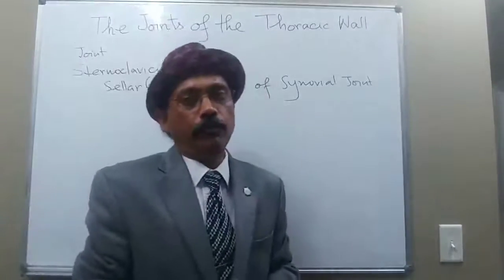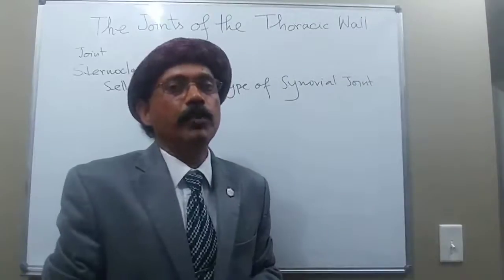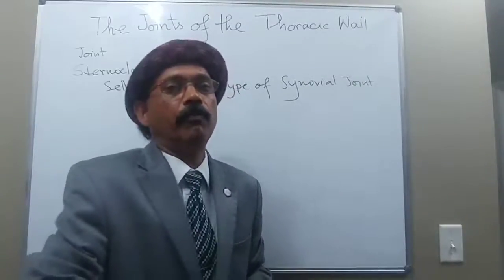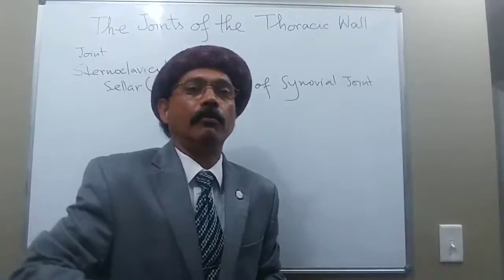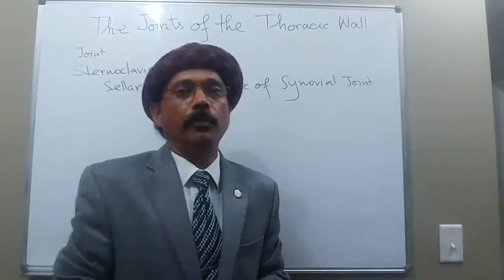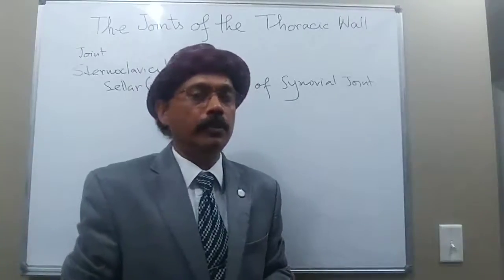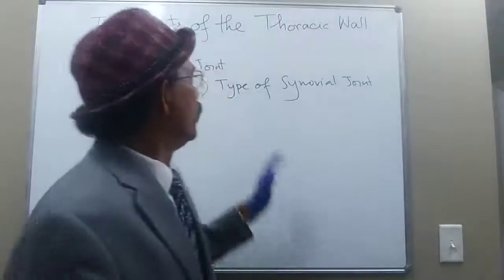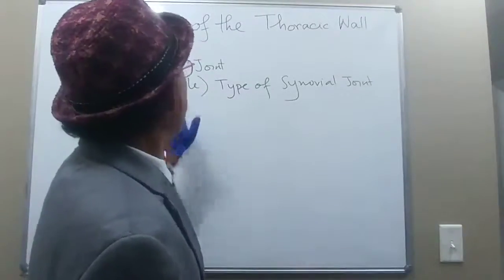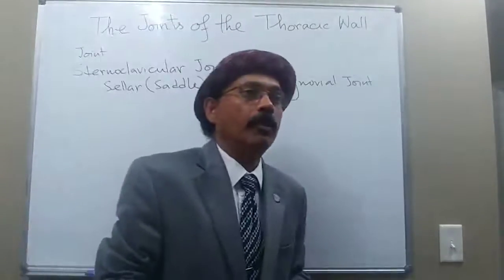So certainly it should have movement, and that movement is related to that of the shoulder girdle. So we should have flexion, extension, rotation, protraction, retraction. Depending on the axis of the joint, multiple movements are possible here in the saddle type of synovial joint. Okay, we got that.